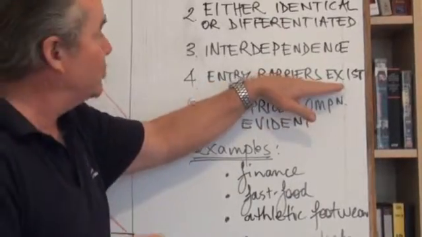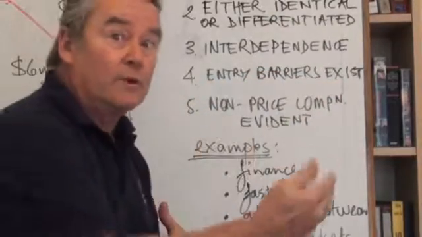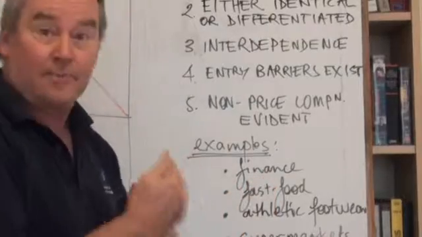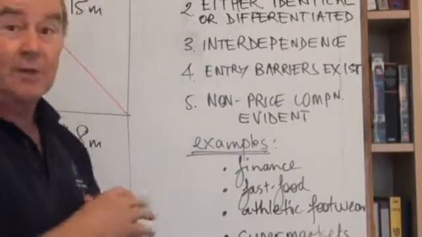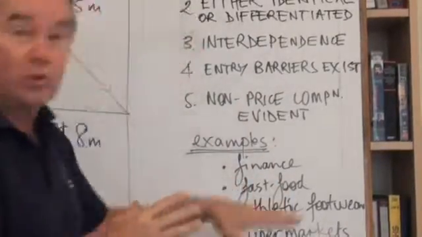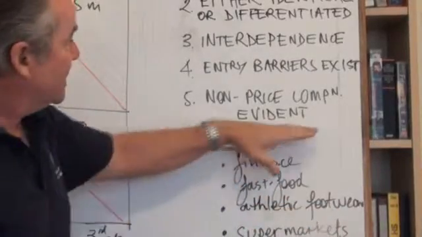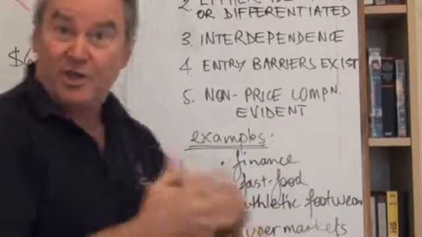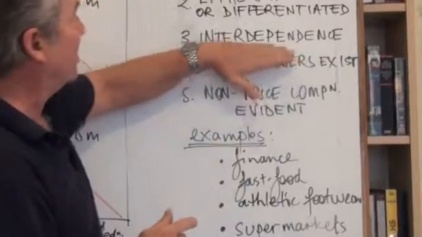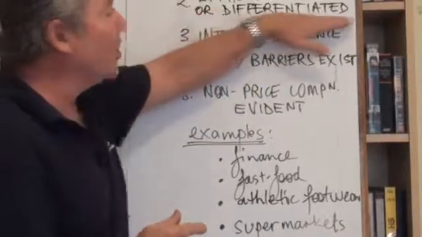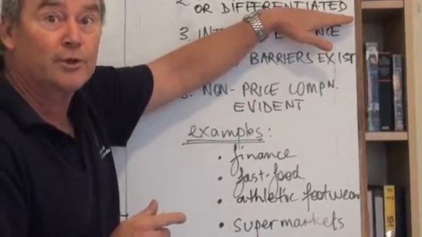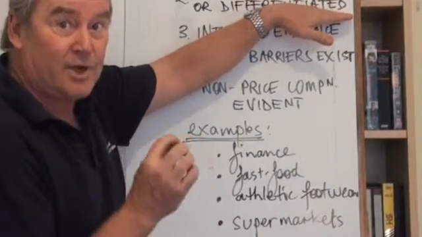Entry barriers do exist, so you might need large amounts of startup capital to go head to head with some of these oligopolists, and we'll see why that might be in a minute. Non-price competition, e.g. advertising. Yes, a lot of advertising goes on with respect to product differentiation.